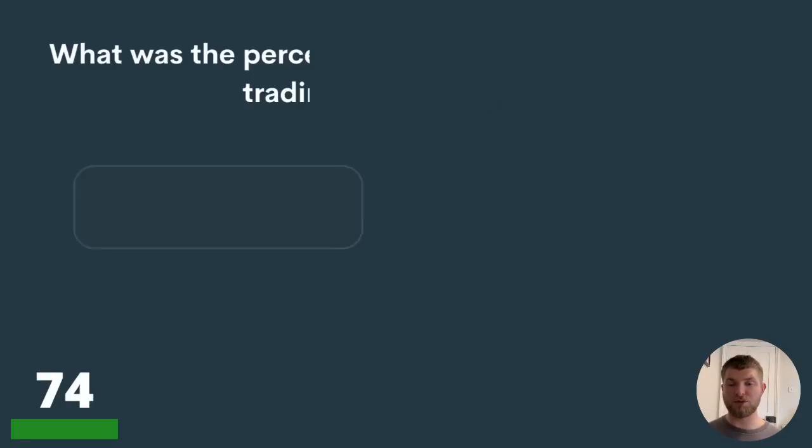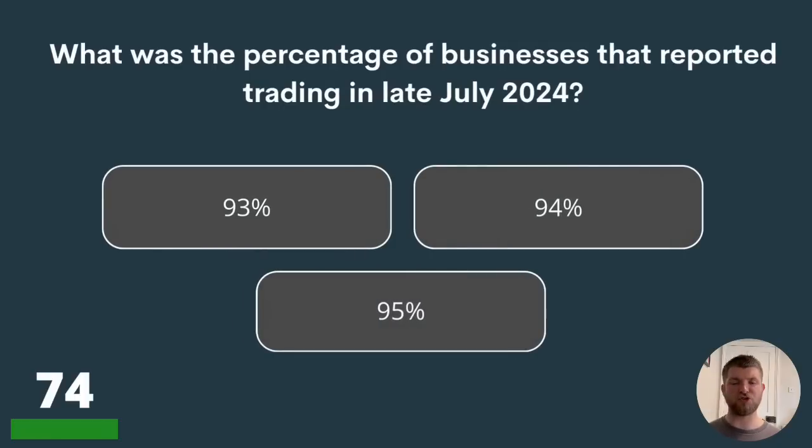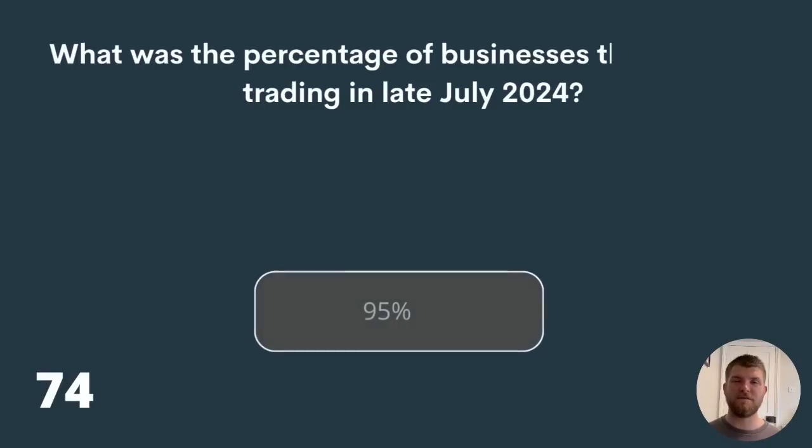74. What was the percentage of businesses that reported trading in late July 2024? 93%, 94%, or 95%? Tough question this. Do you know the answer? It is 95%. Very well done if you got that one right.